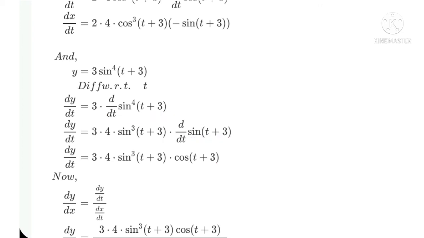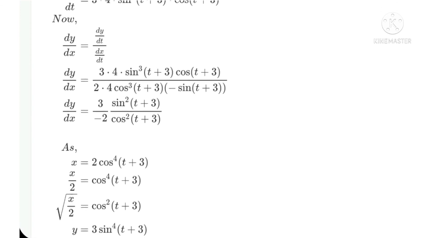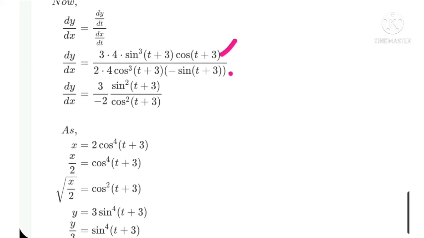Now you write dy by dx is equal to dy by dt upon dx by dt. Substitute the values. So what happens? 4 gets cancelled. Minus 3 upon minus 2 as it is. And also see 1 cos is cancelled here and 1 sine is cancelled. So sine square t plus 3 upon cos square t plus 3 remains.